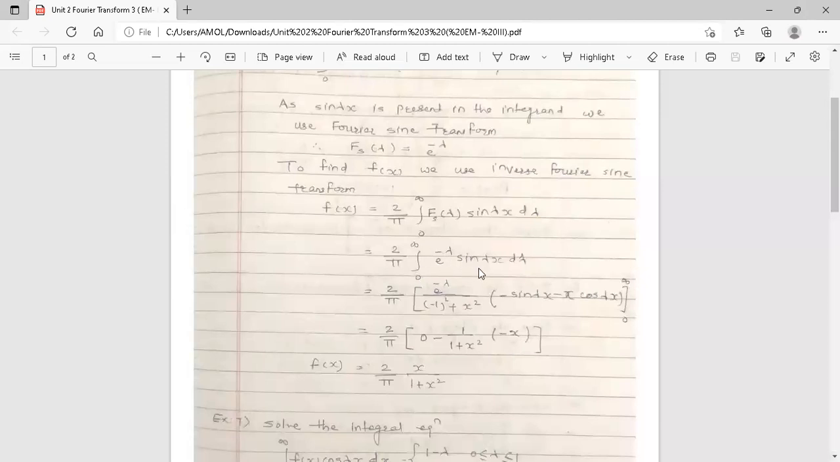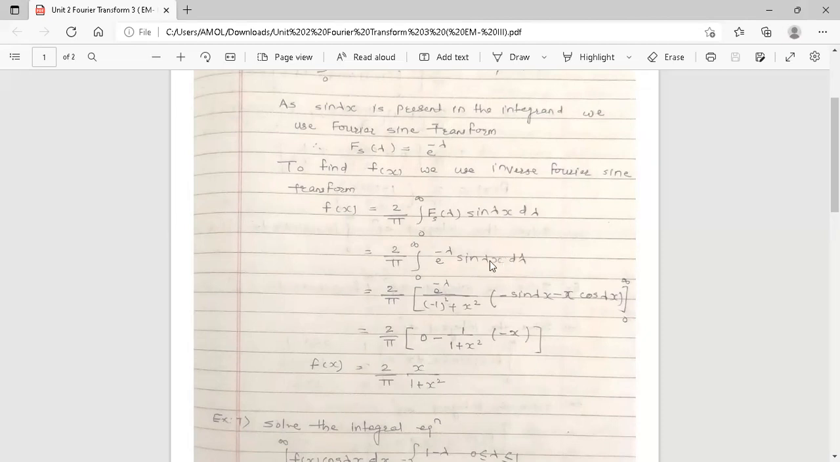Integration of 0 to infinity e raised to minus lambda into sine lambda x d lambda. Here the coefficient of the exponential function is -1, because with respect to this integration lambda is the variable and the coefficient of lambda in the exponential function is -1. In the sine function the coefficient is x, because lambda is the variable and with lambda the constant term is x.